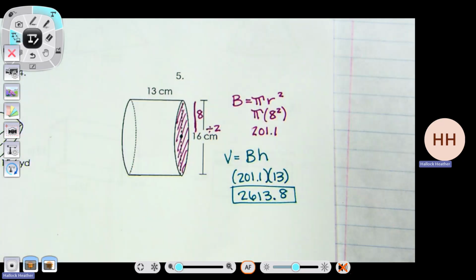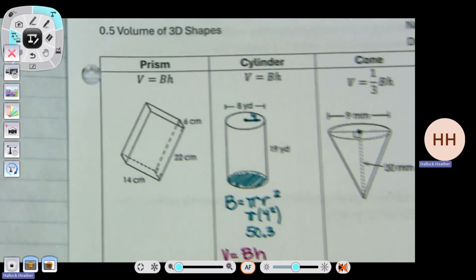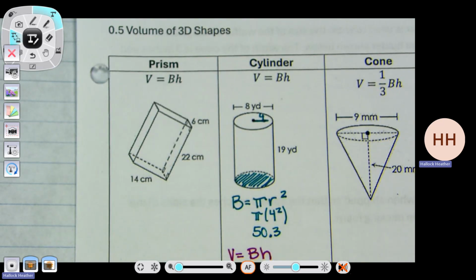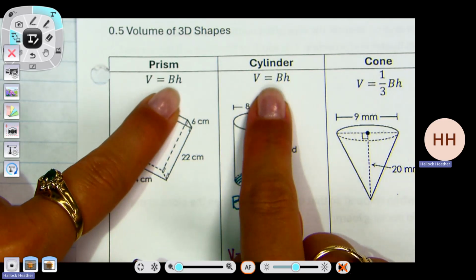Okay, let's do the next shape. How we feel so far? Not too bad? Okay, we're going to go to a prism. A prism has the same formula as a cylinder. So volume equals big B times H.